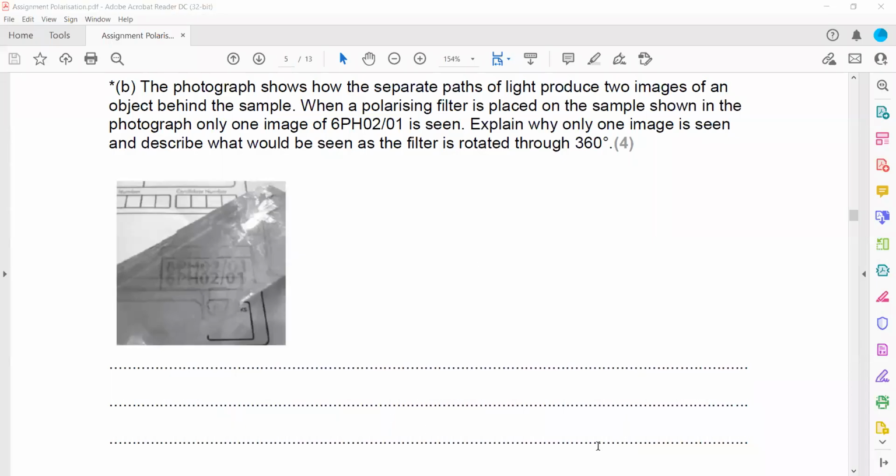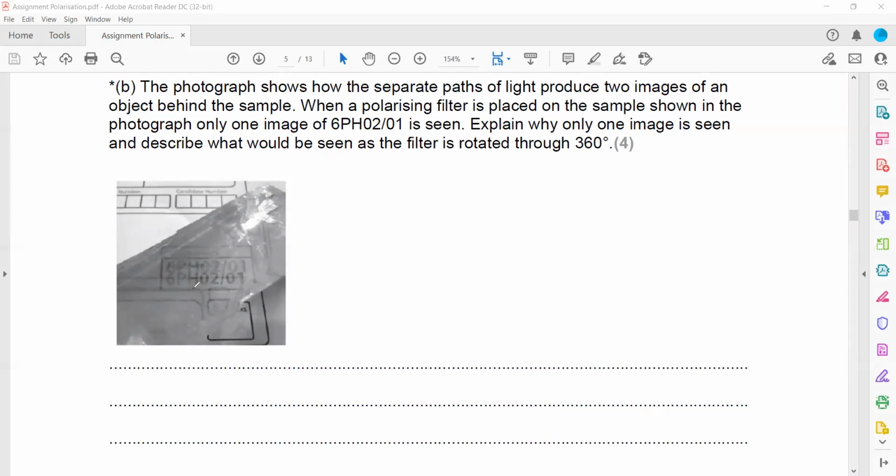So as you can see in the question, the photograph shows how the separate path of a light produced two images of an object behind the sample. So two images are produced behind the sample. When a polarizing filter is placed on the sample, as shown in the photograph, only one image will be seen.